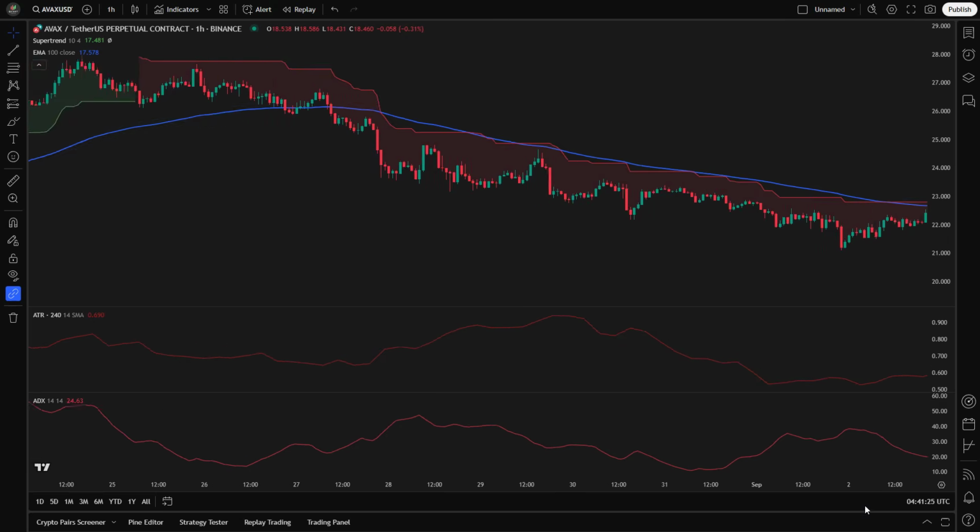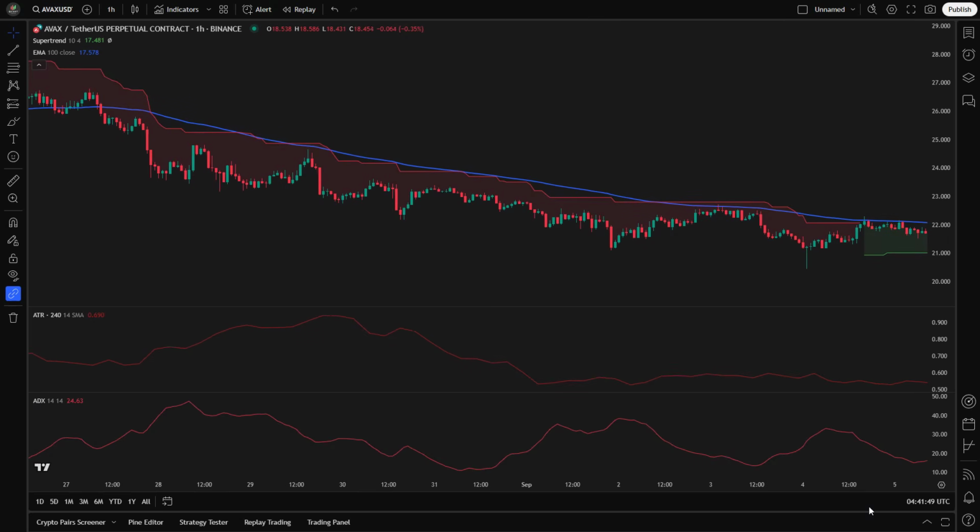Now let's take a look at short trades, where we profit from downward trends. To enter a short position, we flip our conditions. First, the closing price must be below the supertrend line. That tells us the market is in a bearish phase. Second, the price should also be below the 100-period EMA, confirming a broader downtrend.